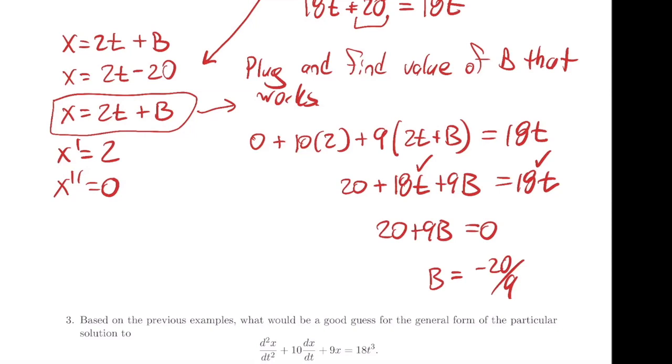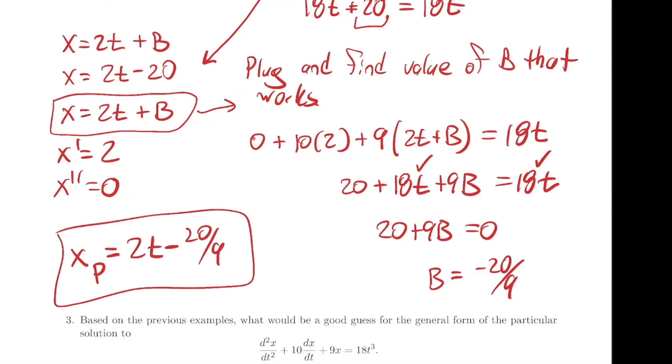That's right. And so for now, you could ignore the homogeneous solution. So we're just trying to hone in on one particular solution that would work. And so what we just saw here is that one particular solution would be 2t minus 20 ninths. Any questions?